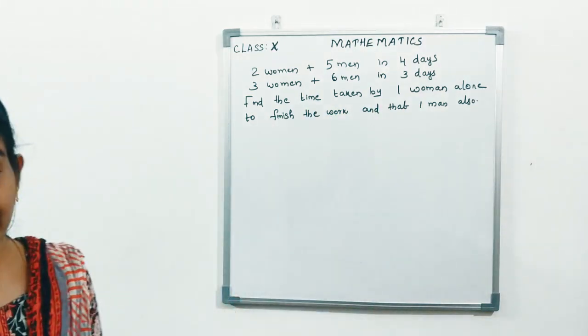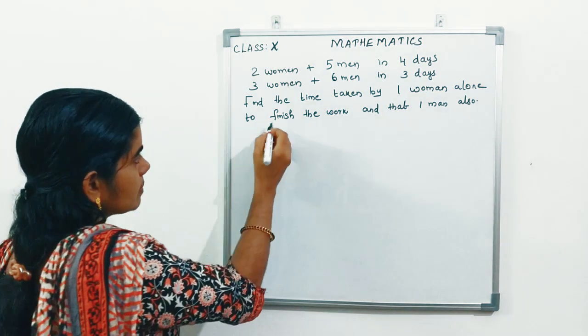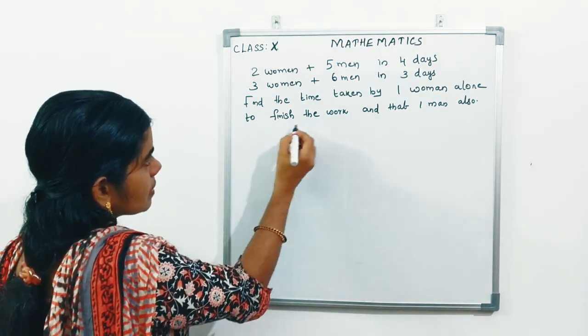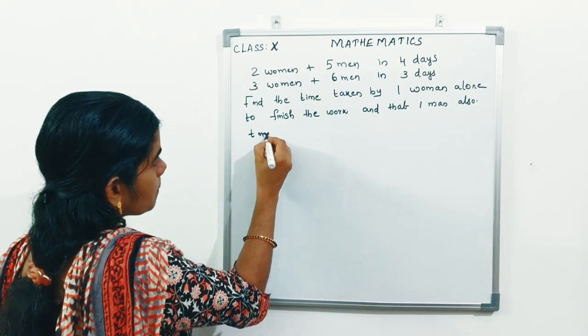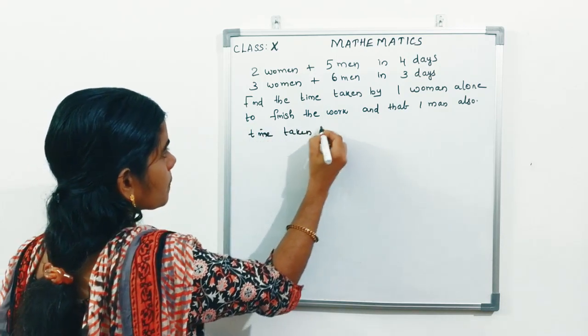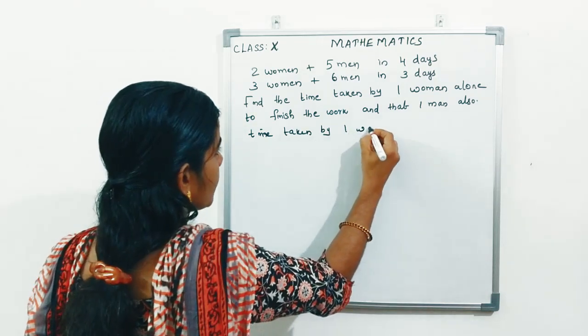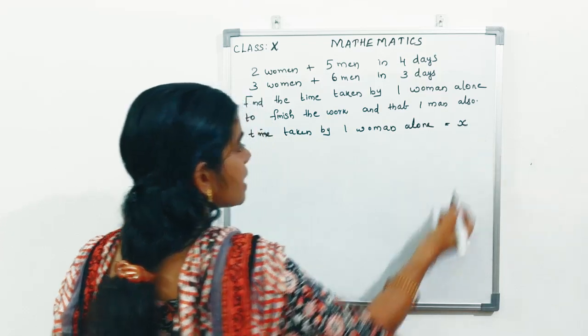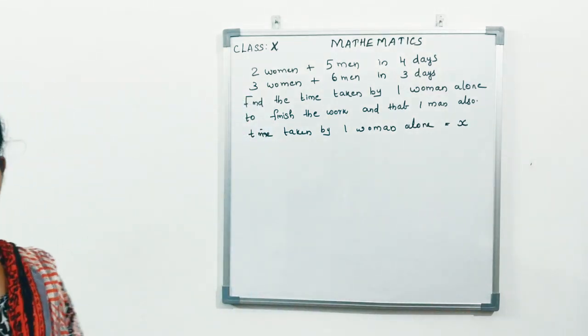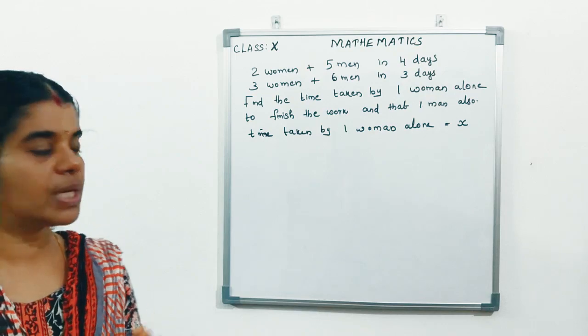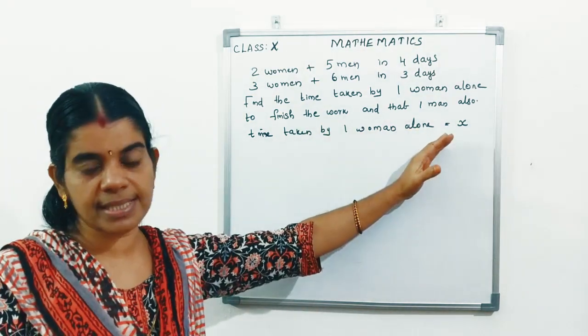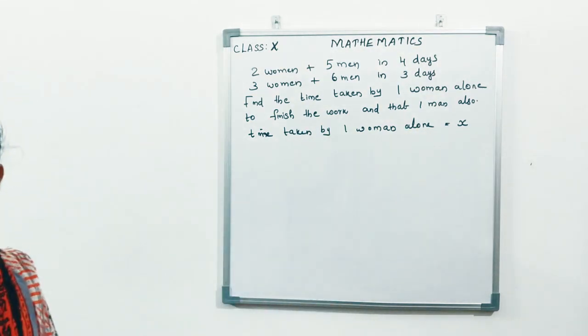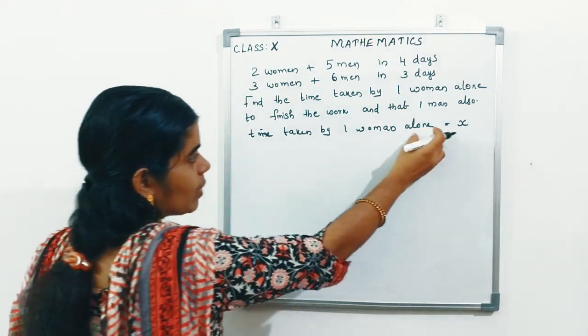First I am taking the time taken by one woman alone to finish the work as x. For completing that total work, the woman takes x days. Then what will be 1 day's work? One woman's 1 day work, what will be?